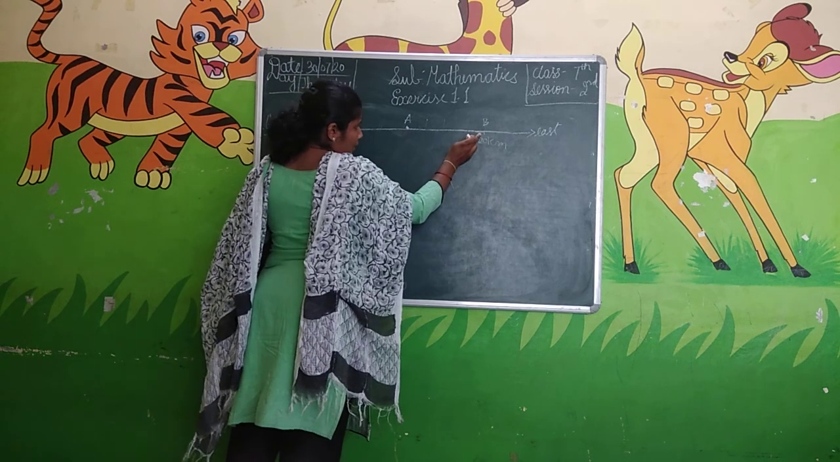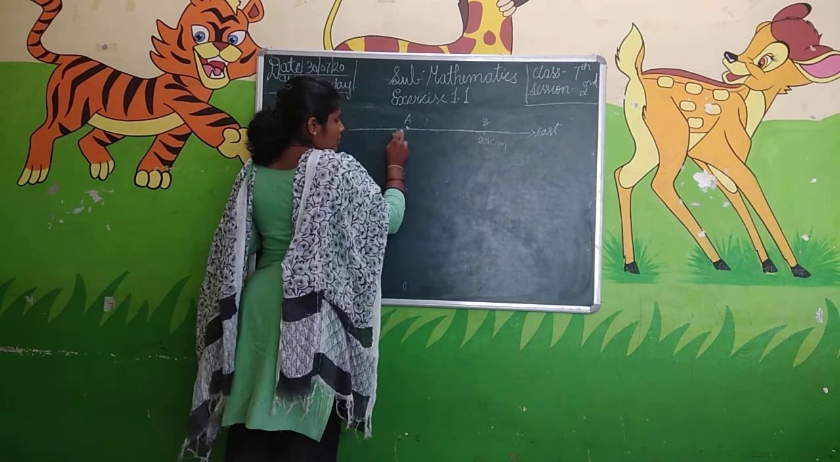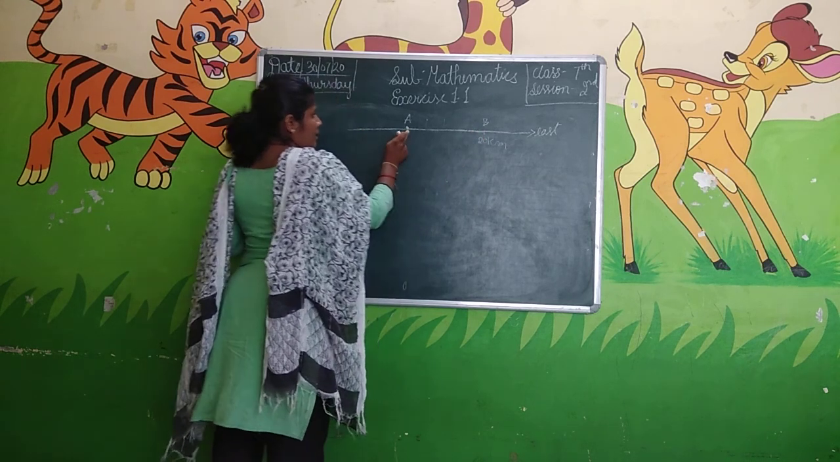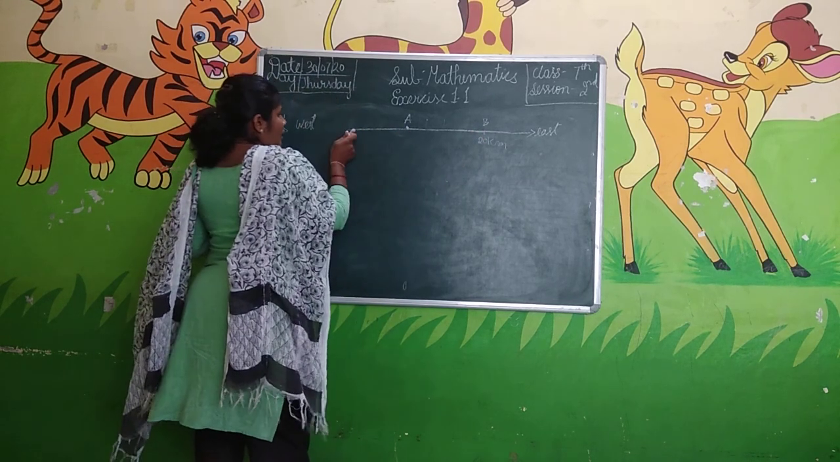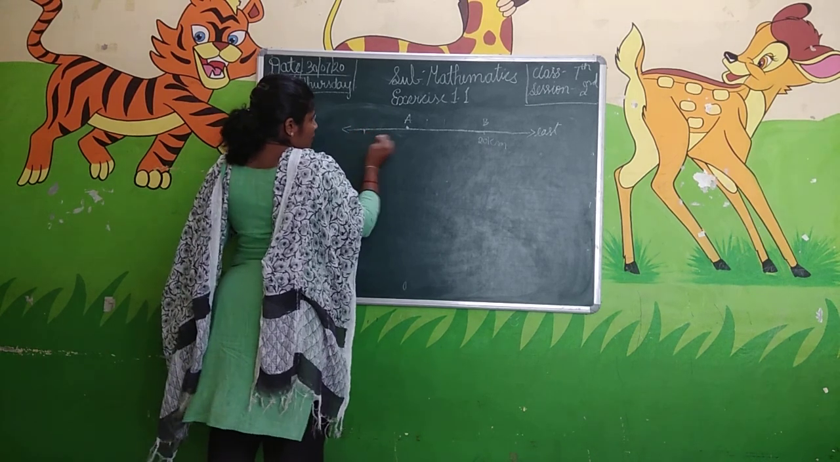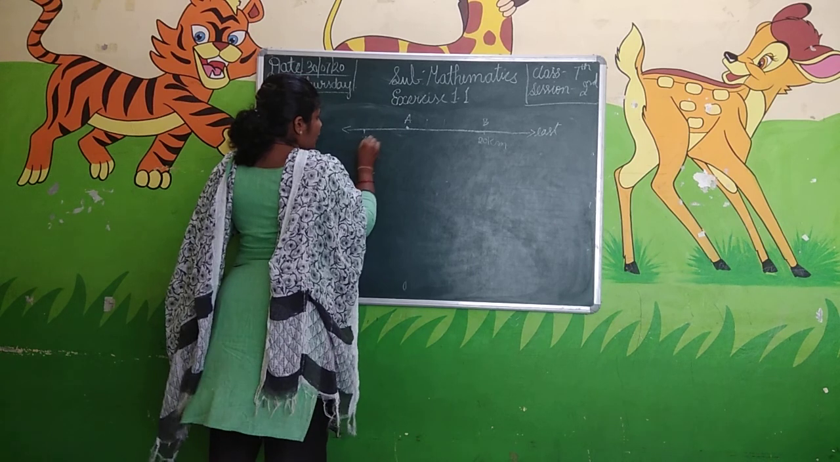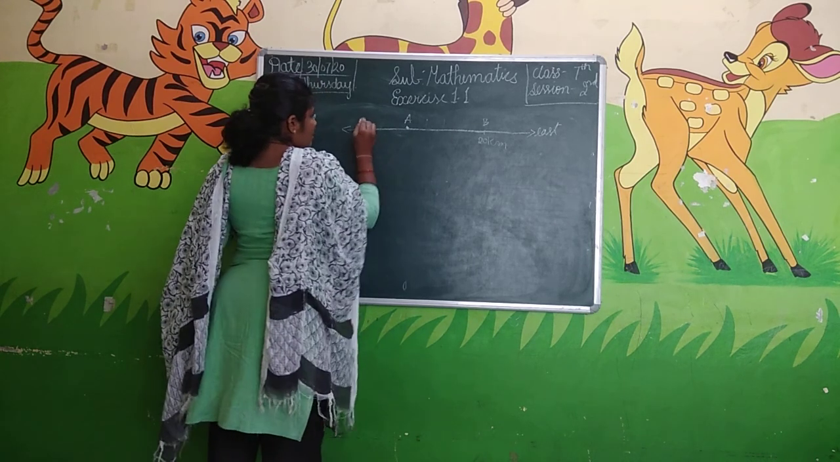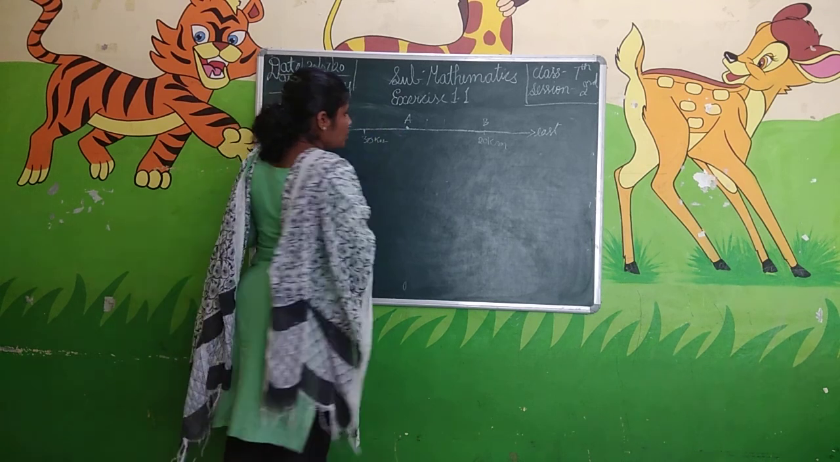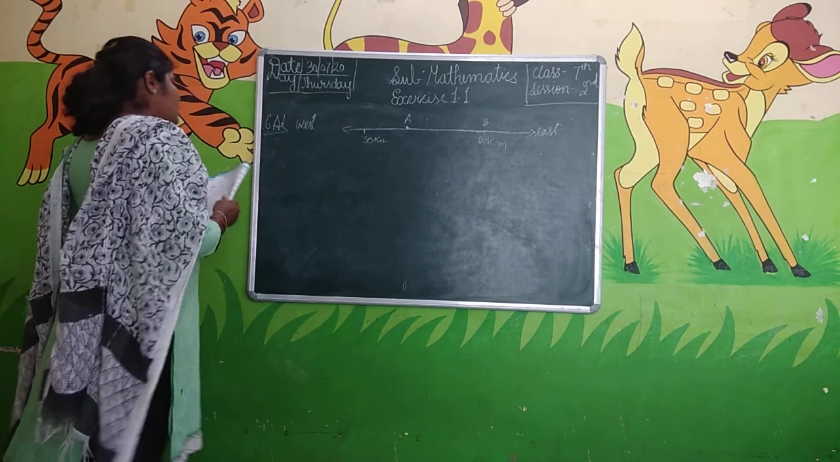Up to here will be 20. From B to A the distance will be the same, 20. Again she moved 10 kilometers to the west, so from B to this point it will be 30 kilometers. From A to the final point, how much will it be? Let's see now.